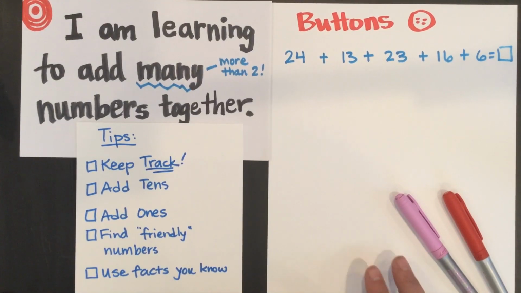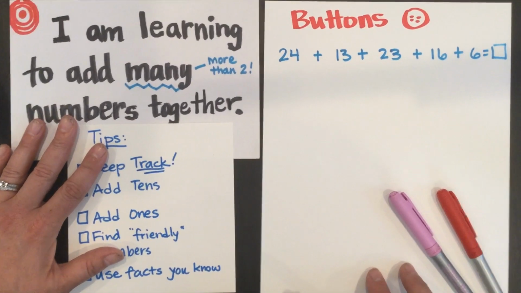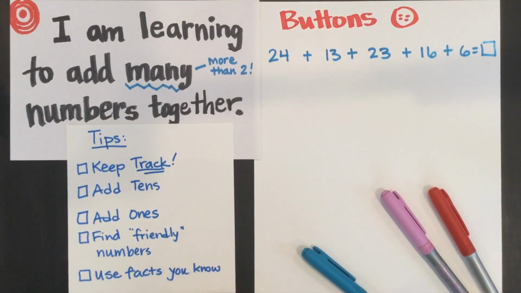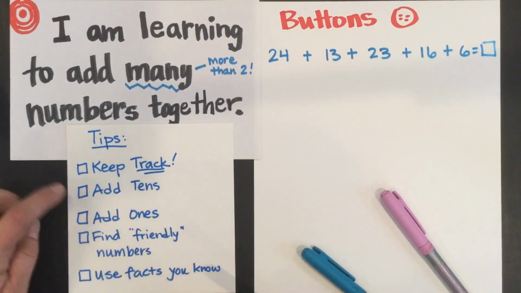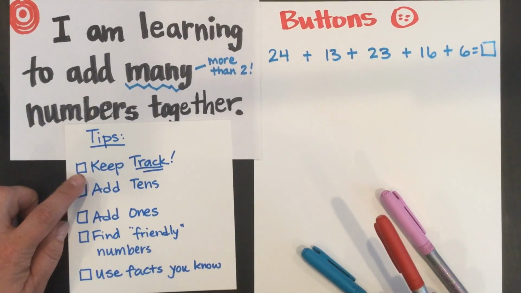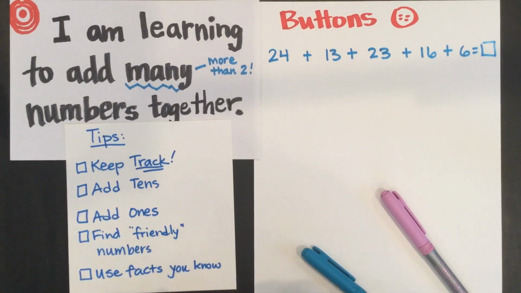our work organized. These aren't the numbers that you're going to be adding today, but these are just some example numbers that I thought we could use to practice the strategy of adding many numbers together. The first tip, of course, says keep track, and you'll be watching me keep track as we do this practice. The next one says add the tens.